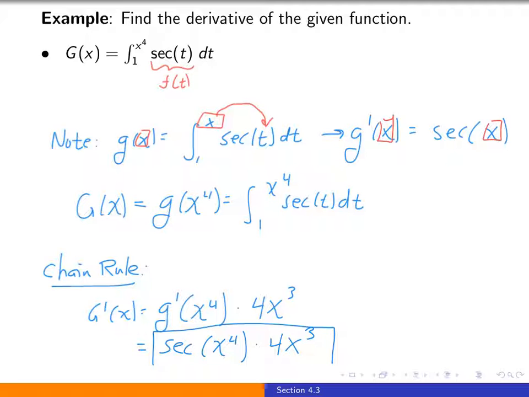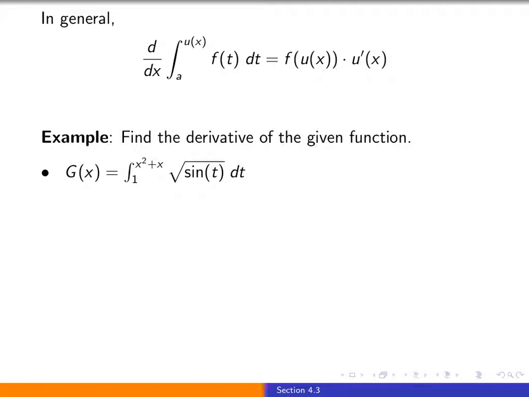So let me summarize. By the chain rule, if we would like to differentiate, say, from a number a to a function of x, on the previous slide it was x to the fourth, f of t dt, what we need to do is take this u of x and plug it in for t. That's how we get the f of u of x. And then by the chain rule, we multiply by u prime of x. So it's a very nice pattern.